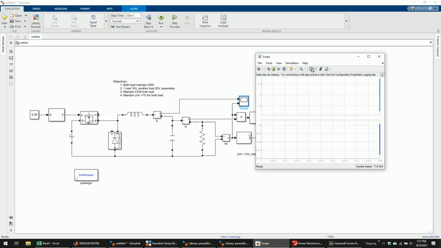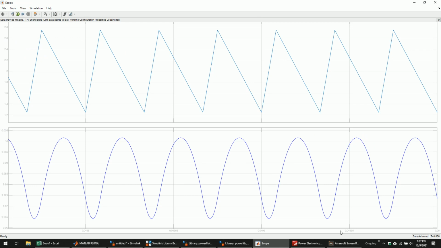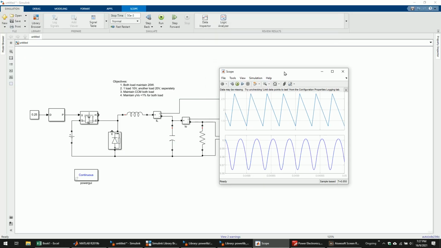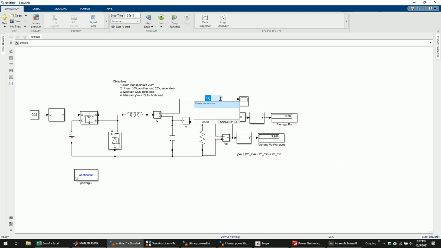Okay, don't forget this. Click here, make sure you put it here. Automatically it will zoom in on the result. When you want to take the result, make sure you don't take it very large. If you take it very large, it's quite hard to insert it into the report. Just take it small. The top side is the inductor current, and the bottom one is the output voltage.